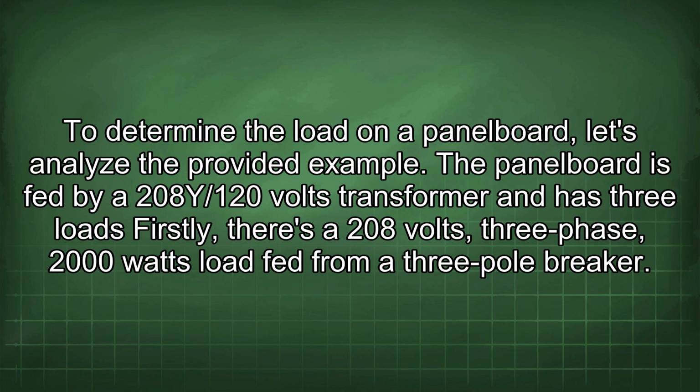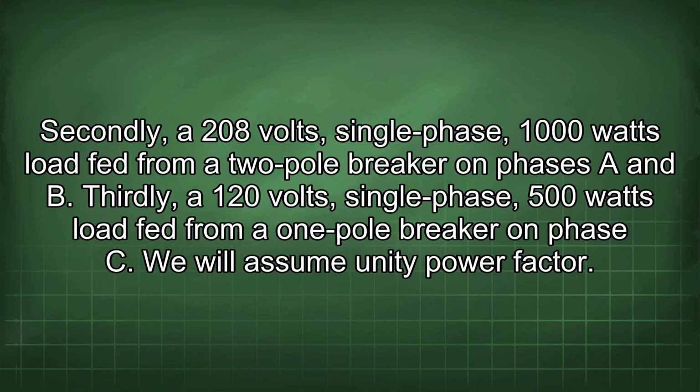Firstly, there's a 208 volts, three-phase 2000 watts load fed from a 3-pole breaker. Secondly, a 208 volts, single-phase, 1000 watts load fed from a 2-pole breaker on phases A and B. Thirdly, a 120 volts, single-phase, 500 watts load fed from a 1-pole breaker on phase C. We will assume unity power factor.